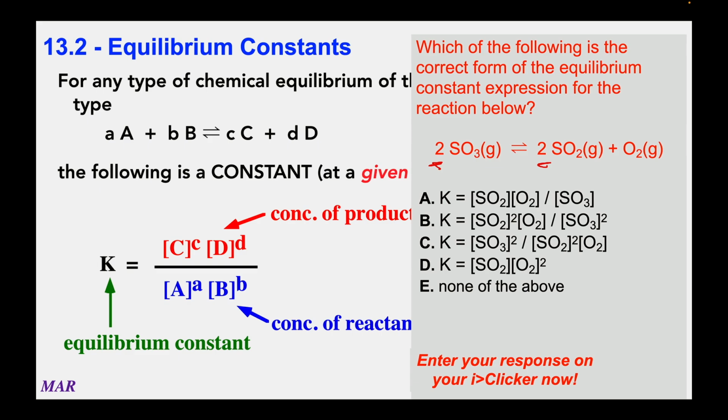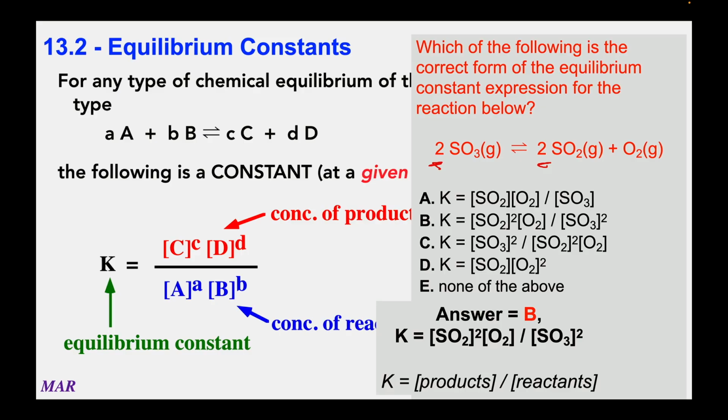So anyway, if you look through those long enough, then you'll see that answer B has the products, SO2 and O2, in the numerator. It has SO3 in the denominator. But in addition, you're raising the SO2 to the second power because there's a stoichiometry of 2, and the SO3 is also being raised to the second power. So products over reactants, raise all the chemicals to their stoichiometries, good to go.